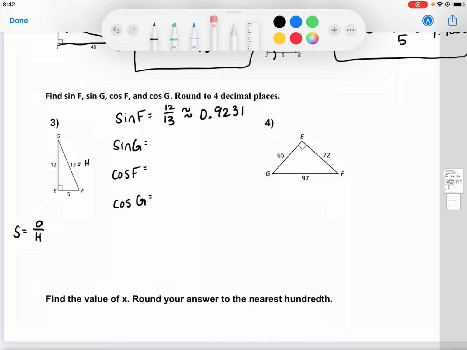So I'm going to do the same thing for angle G now. This will always stay the hypotenuse, so I shouldn't have erased that. I'll always put that for H. So G, the opposite side of G, is now 5. So we have 5 over 13. And 5 over 13 is 0.3846, approximately.